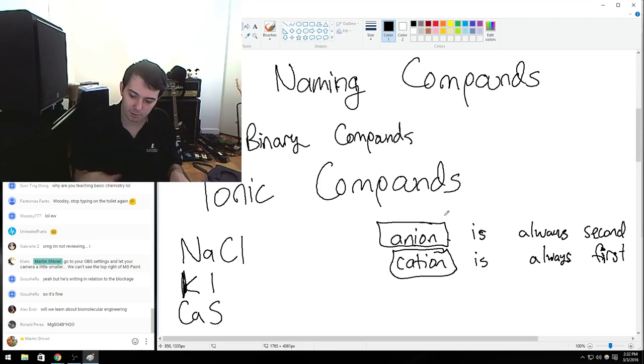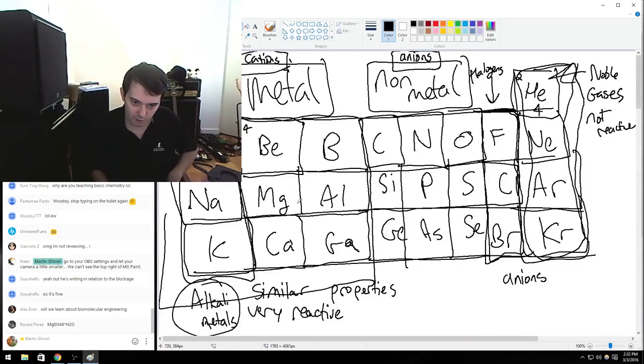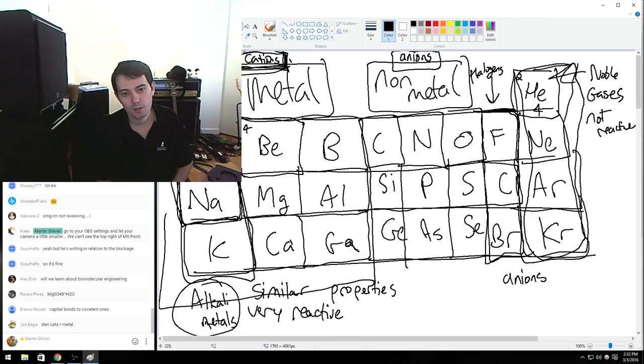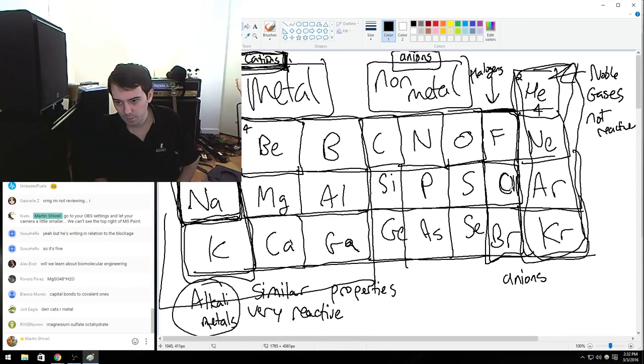Just go to the periodic table, the one we drew, and say, all right, sodium is a metal. It's all the way on the left of the periodic table. And I know that metals form cations. They lose electrons to form positive charges. So sodium is the cation. And chlorine, here's chlorine. It's on the right side of the periodic table, so it must be a nonmetal. So it must be the anion of the situation.